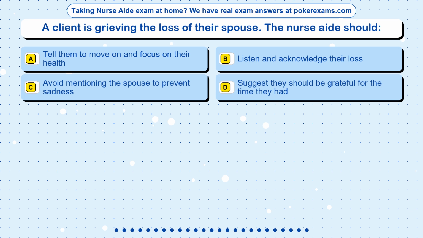Question 1. A client is grieving the loss of their spouse. The nurse aide should: Option A. Tell them to move on and focus on their health. Option B. Listen and acknowledge their loss. Option C. Avoid mentioning the spouse to prevent sadness. Option D. Suggest they should be grateful for the time they had.